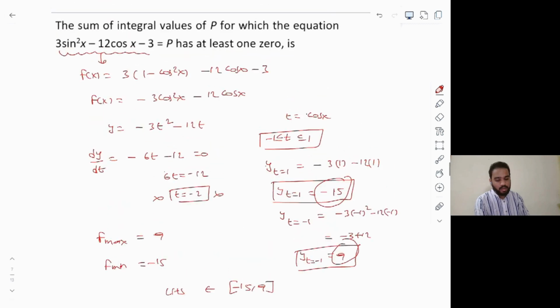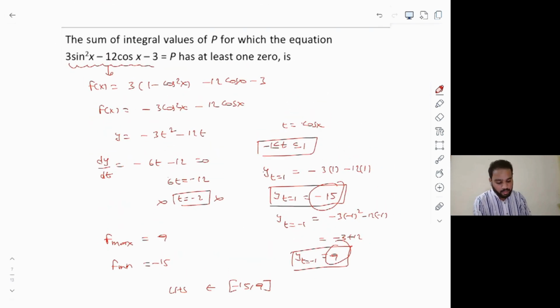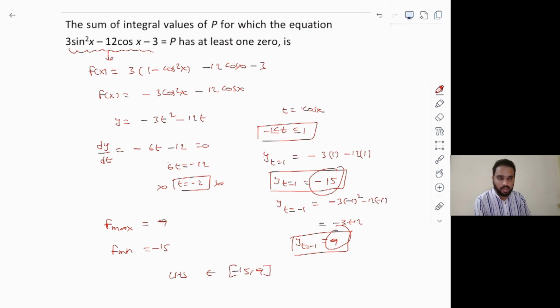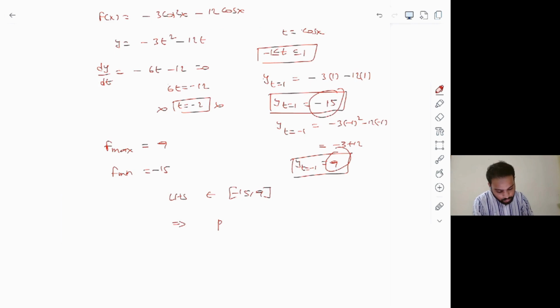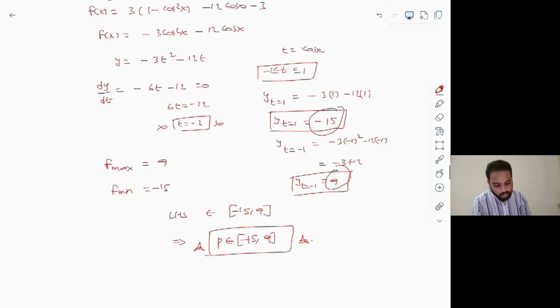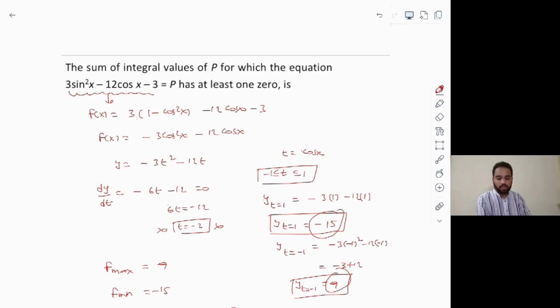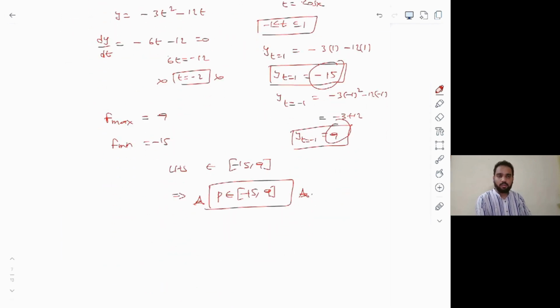Now, as I told earlier, if the left hand side is lying in some interval, minus 15 to 9 as per this solution, the right hand side also must be lying in the same interval. So this implies P also lies in the closed interval minus 15 to 9. Now, what are we supposed to find? Let's see the question. We have to find the sum of all the integral values of P. So you have the interval with you. You count how many integers are there in this, and then add everything to find the final answer. I hope it is clear.